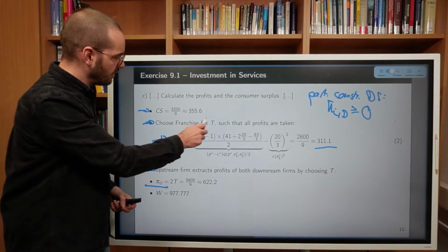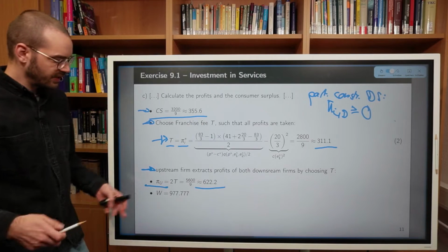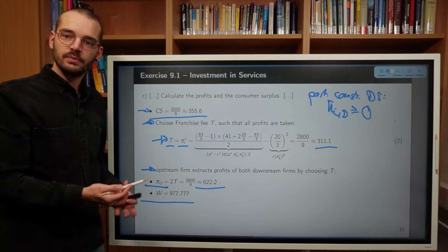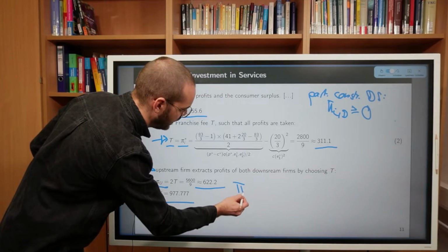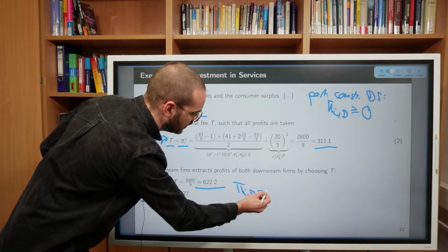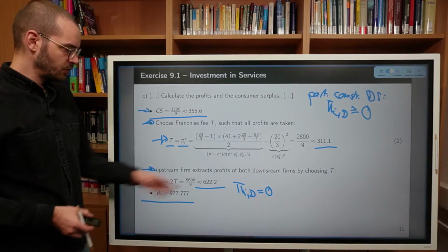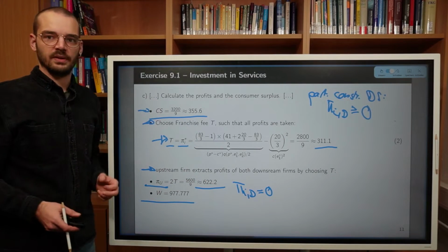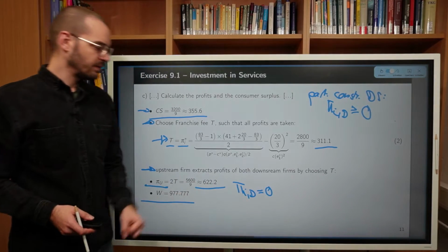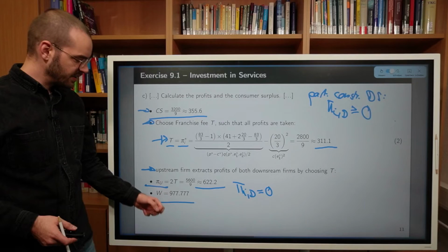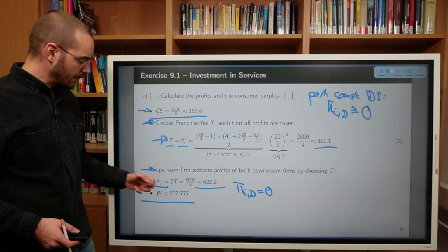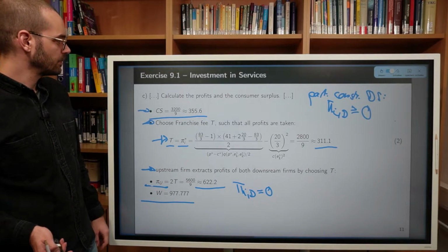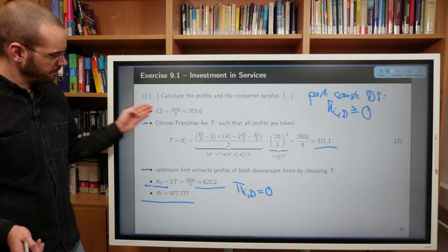622.2. And knowing the consumer surplus as well as the profits, we can then calculate welfare. Of course, by the whole argument we just made, pi I downstream equals 0 in equilibrium, right? So the welfare is technically, of course, the sum of all profits plus consumer surplus. But in this particular case, because downstream profits will be 0, we can calculate welfare as the sum of upstream firm profits plus consumer surplus. All right.